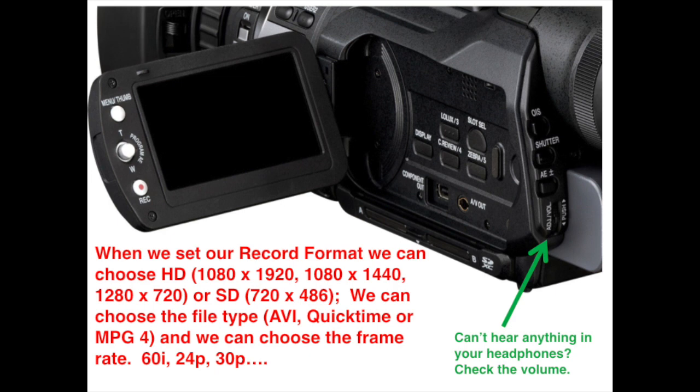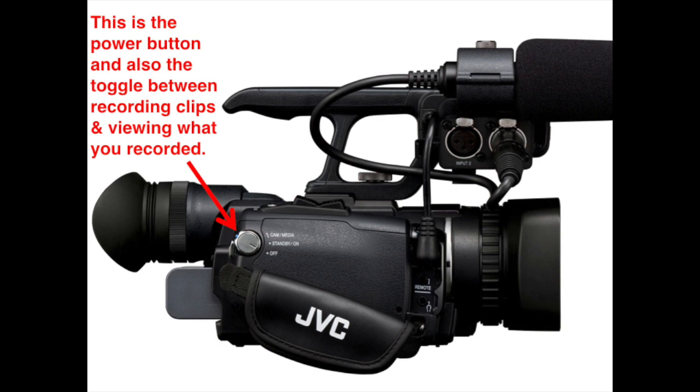So right now, you can choose from a record format of 1080 by 1920, 1080 by 1440, or 1280 by 720, or standard definition. And then we can also choose the file type. And you'll find more information about this when we get into our SD discussion. But for right now, we're going to use 1080 by 1920 when we shoot, and we are going to use QuickTime.